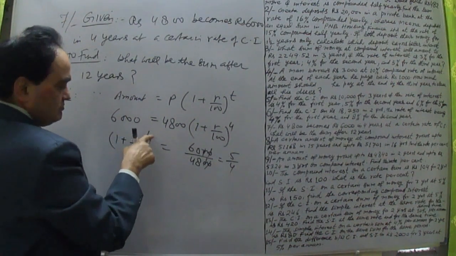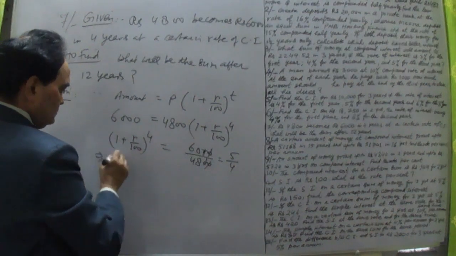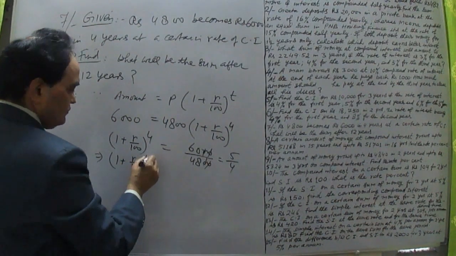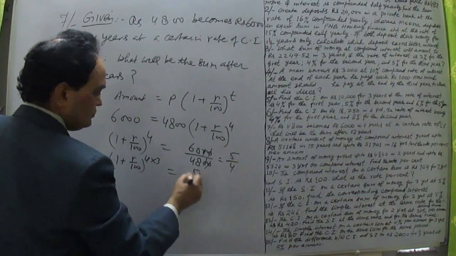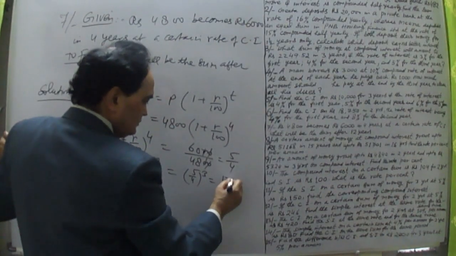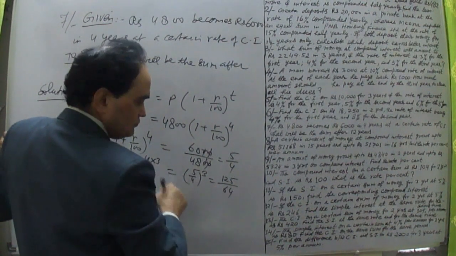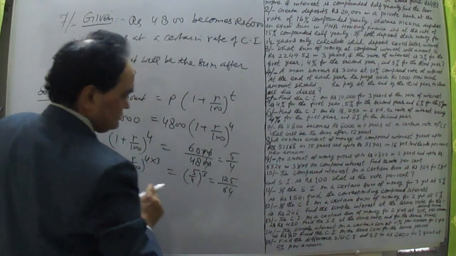If I multiply it by 3, this implies that 1 plus R upon 100, at the same rate, whole power 4 into 3, is equal to 5 by 4 whole cube. Try to understand. And this will give us 125 upon 64, because 4 into 4 into 4: 4 fours are 16, 16 fours are 64.